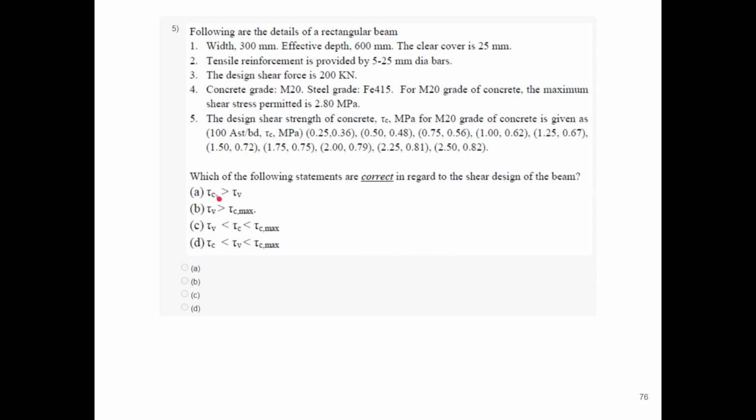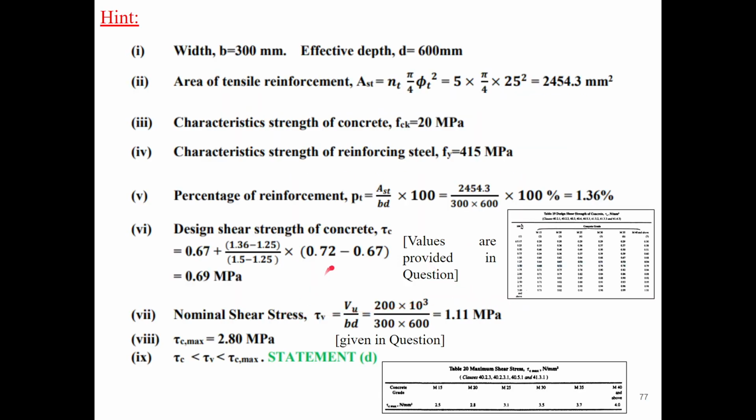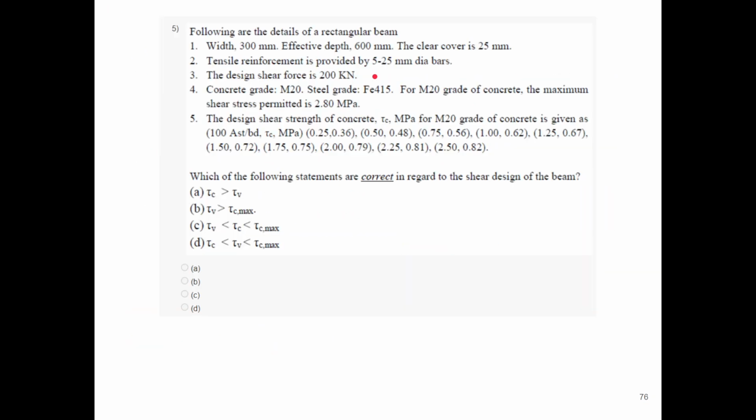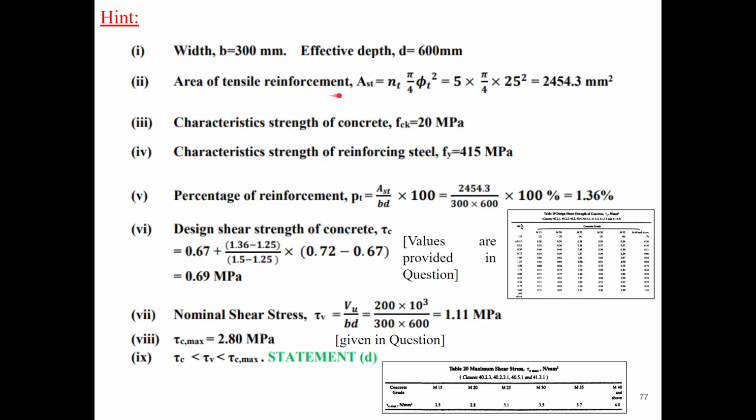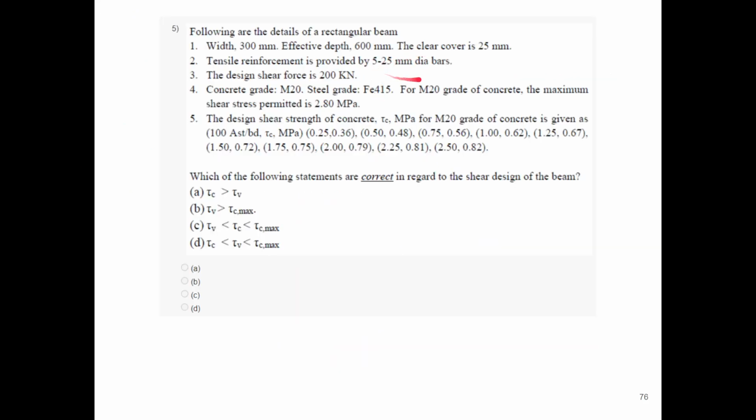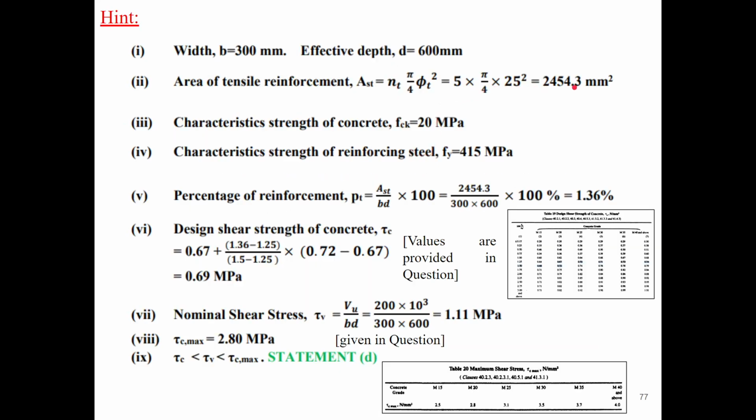Is tau c greater than tau v? Is tau v greater than tau c max? Is tau v less than tau c less than tau c max? Or is tau c less than tau v less than tau c max? Okay, so let us see. Width b is 300 mm, effective depth d is 600 mm, area of tensile reinforcement is 5 into pi by 4 into 25 square. So it is 2454.3 mm square.